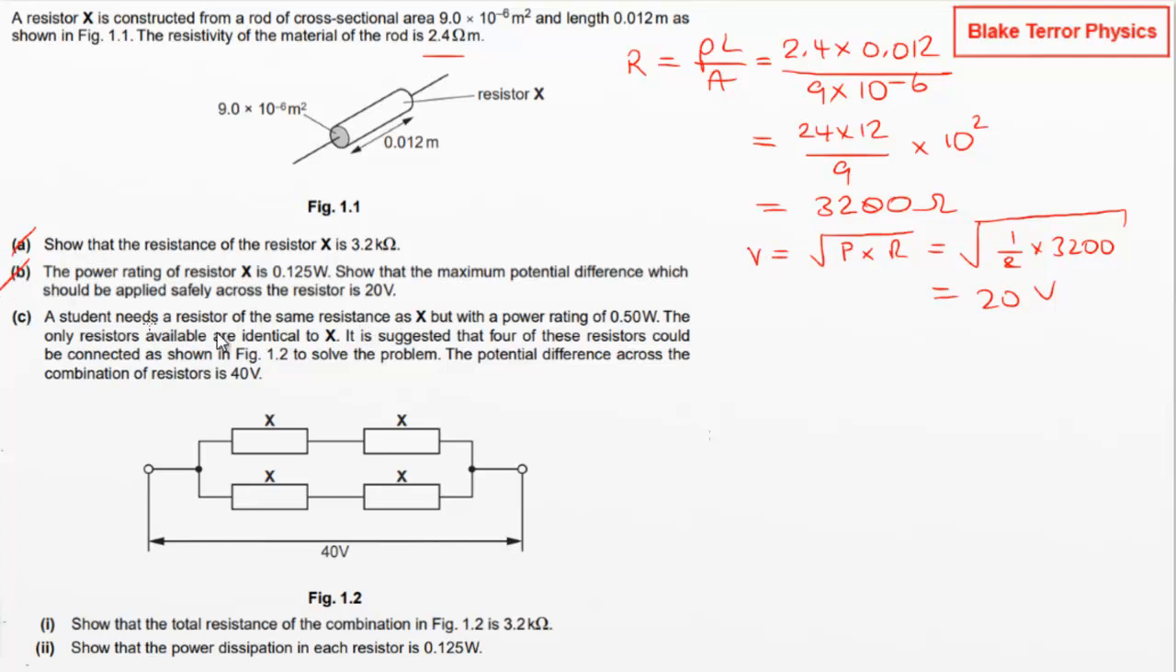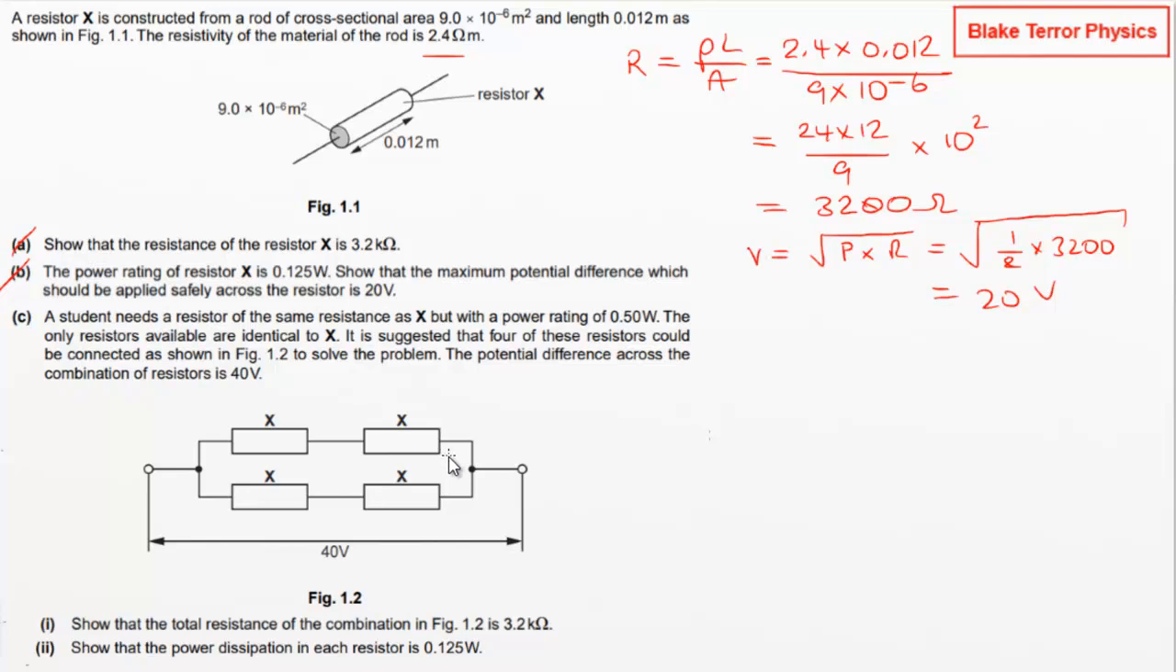So again, nice numbers. A student needs a resistor of the same resistance as X, but with a larger power rating. Right, 4 times the power rating. The only resistors available are identical to X, so you could put them into a combination of resistors, is what's suggested. The potential difference across the combination is now 40 volts. Show that the total resistance of the combination is 3.2 kilo ohms.